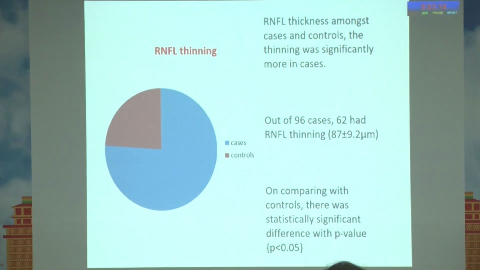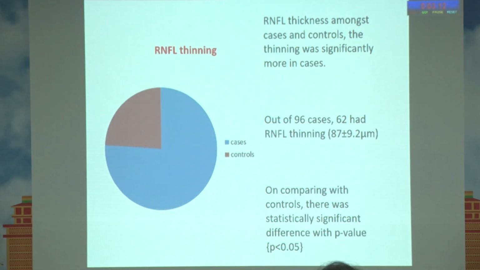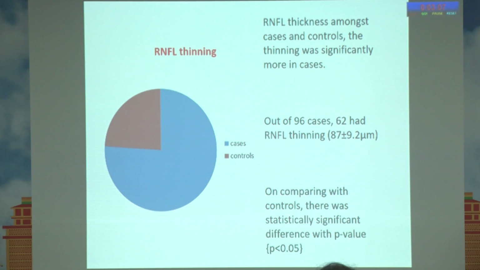RNFL thickness amongst cases and controls, the thinning was significantly more in cases. Out of 96 cases, 62 had RNFL thinning, the average value being 87 plus minus 9.2 micrometer. On comparing with controls, there was statistically significant difference with p-value less than 0.05.